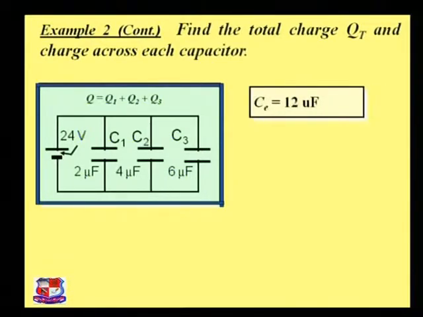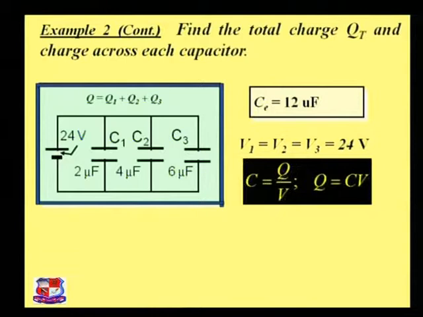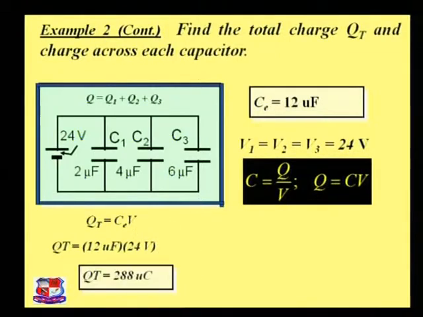The individual values of the capacitors are 2, 4 and 6 microfarad, and the total is 12 microfarad. Now V1 equals V2 equals V3, that is 24 volts. So using the equation C equals Q by V, the voltage is the same, 24 volts. So we take 12 microfarad times 24 volts, which gives you the total charge, that is 288 microcoulomb.